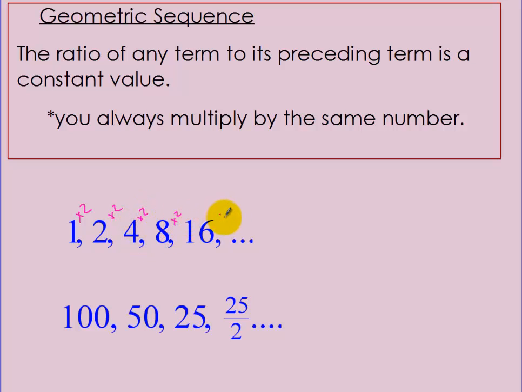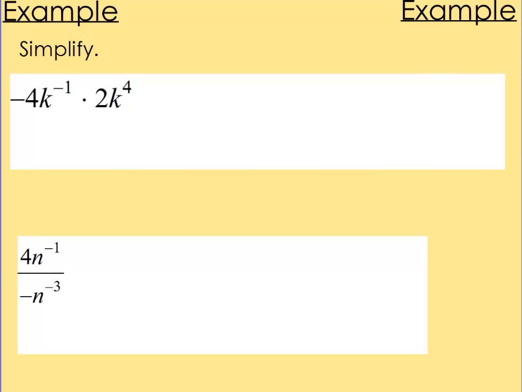So in a geometric sequence, you're always multiplying by some number. 16 times 2 was 32. On the bottom, you could say I was multiplying by 1/2, because 100 times 1/2 is 50. 50 times 1/2 is 25, and so on. So you knew 25 times 1/2 following that pattern would be 25 over 4. You could also say, well, I just divided by 2 every time. And that's saying the same thing. So it's multiplying or dividing by the same number every time. All right, let's do some examples. Simplify these, pause the video.